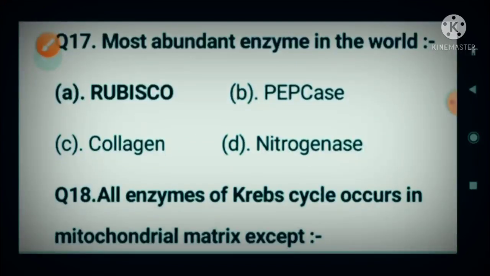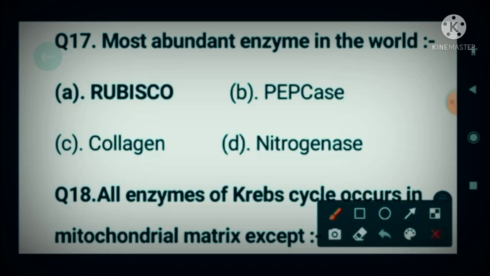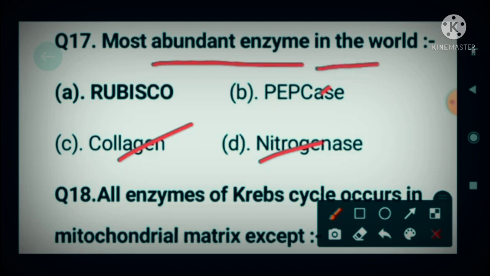Next question is: most abundant enzyme in the world is RuBisCO, PEPase, collagen, nitrogenase. Remember one thing, RuBisCO is considered the most abundant enzyme in the world, while collagen is considered the most abundant protein in the whole biosphere.